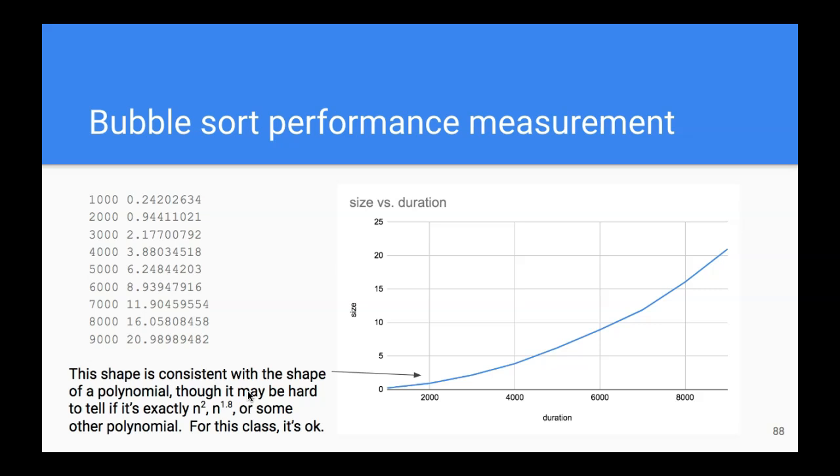But usually, at least as far as this class is concerned, we are not terribly worried about the exact power here. And so as long as it looks like some sort of polynomial, we are fine. And you should definitely try to run this yourself and see for yourself that our measurement matches our theory.